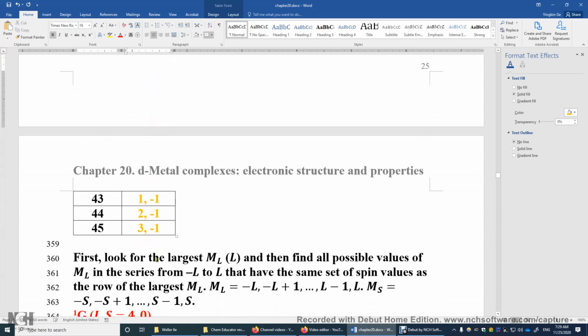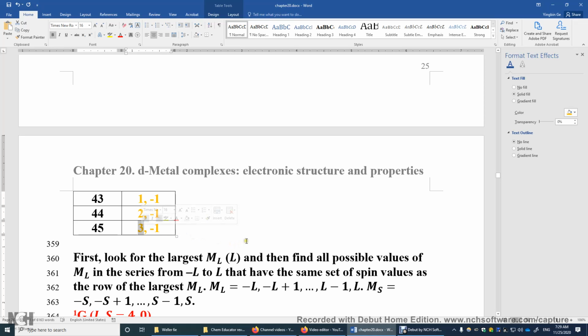There should be another 3: 3, negative 1. So really we found 3 rows with m sub L being 3 and m sub S being negative 1, 0, and 1. So we are looking at now not just one value for m sub S. We have a series of values for m sub S from negative 1 to 0 to 1. That indicates the spin number S is equal to 1, because when S is 1, m sub S can be negative 1, 0, and 1.